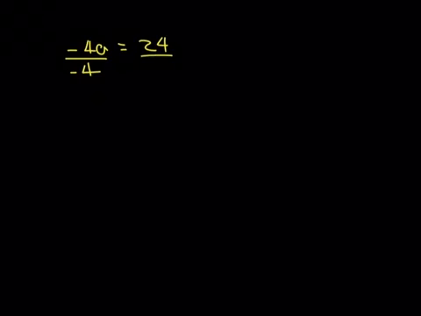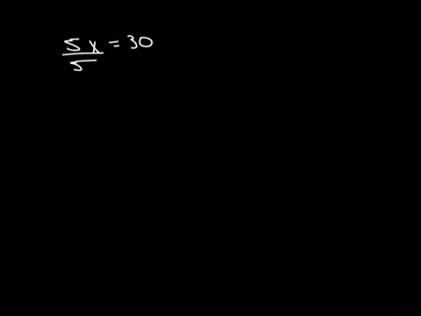So, example number 2 says negative 4a equals 24. So, how do we get a by itself? We divide both sides by what is being multiplied by it. The negative goes along with it, and we get negative 6. 24 divided by 4. A negative and a positive give you a negative.